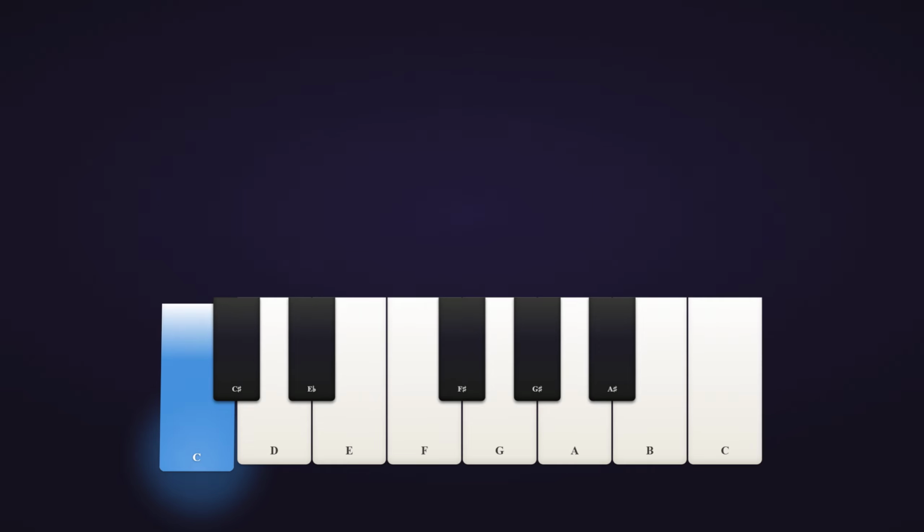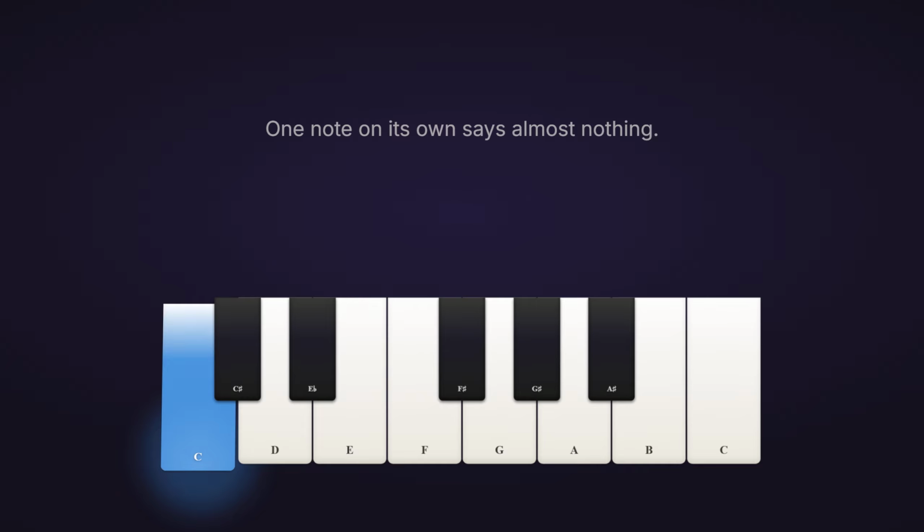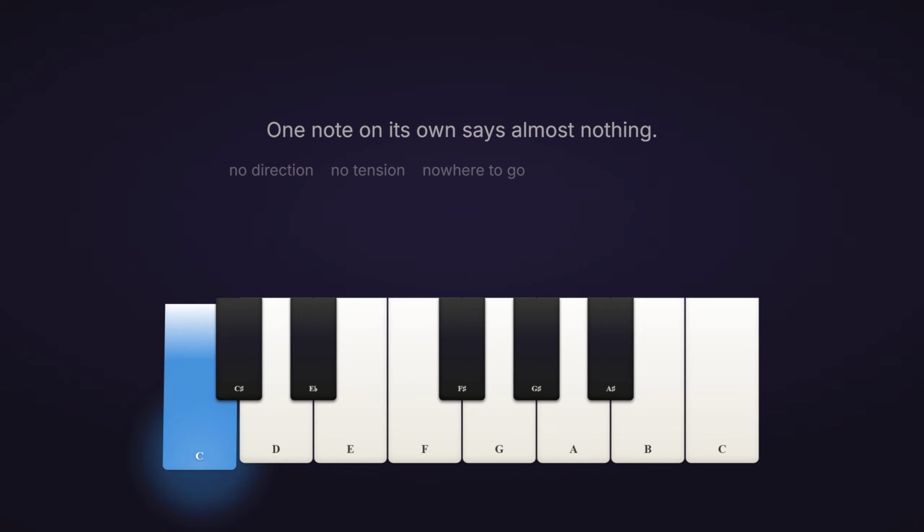Press one note on a piano. Hold it down. Listen to it for a moment. On its own, that single note tells you almost nothing. It has no direction, no tension, and nowhere it wants to go. It is just a sound sitting in the air.